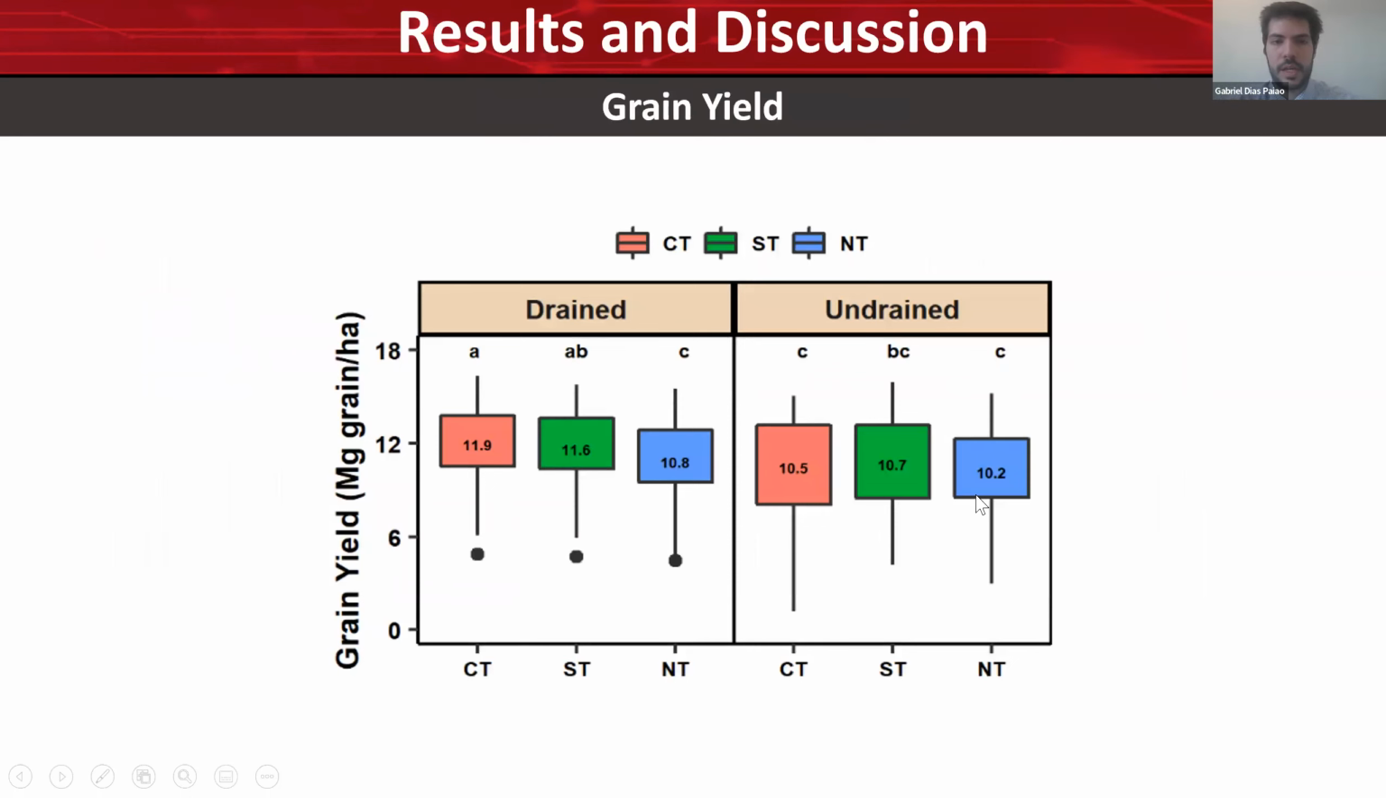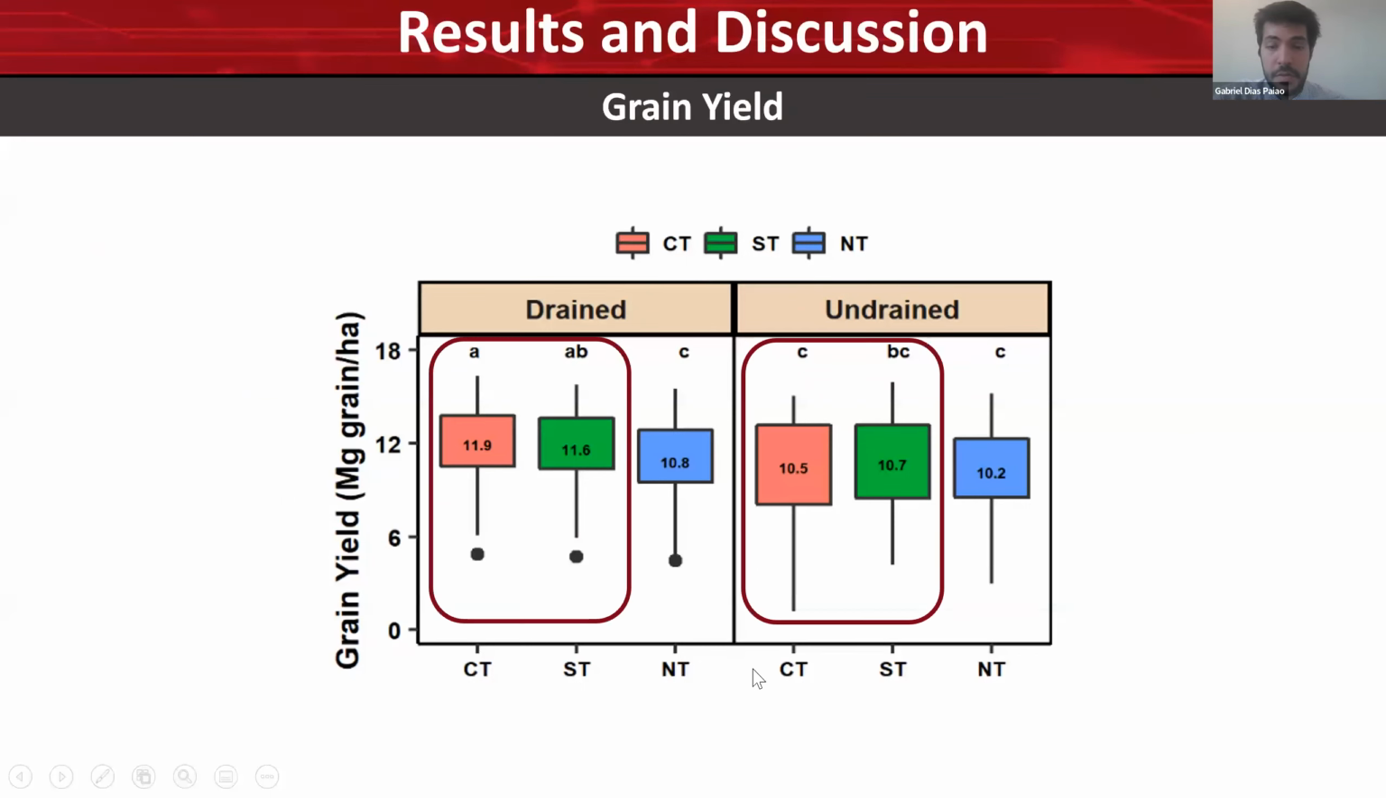Okay, so now looking at grain yield. Here we have grain yields in the y-axis for drained and undrained conditions, and we have different colors for the different tillage practices. The first thing that I'd like to show here is that conventional tillage and strip tillage, regardless of drainage condition, always produced similar grain yield. And so this indicates that there is potential for implementing the strip tillage system as a conservation tillage practice without reductions in corn grain yield.